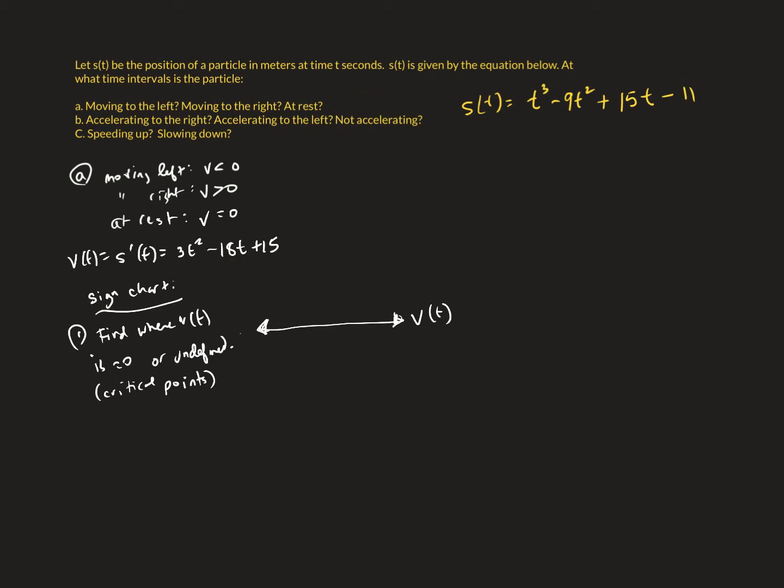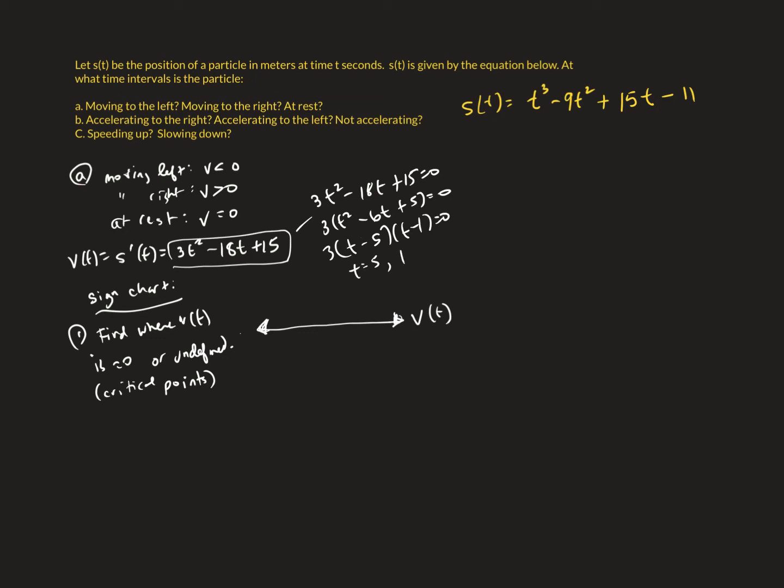So if I look at this velocity equation that I have up here, that's a polynomial, so it's never going to be undefined. So basically what we want to do with that is take it and set it equal to 0. Now I see that I can factor out a 3 here. And then I'll factor, that'd be t minus 6 and t minus 1, I believe. So, sorry, t minus 5 and t minus 1. So my two values will be t equals 5 and t equals 1.